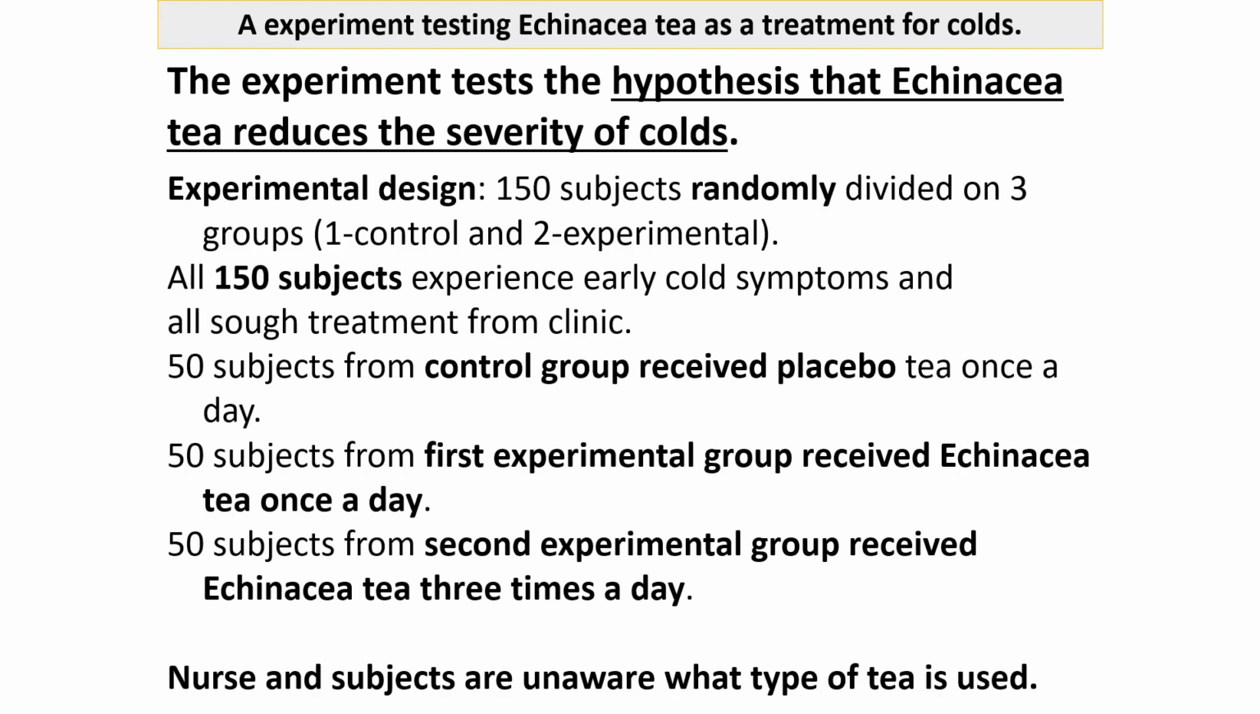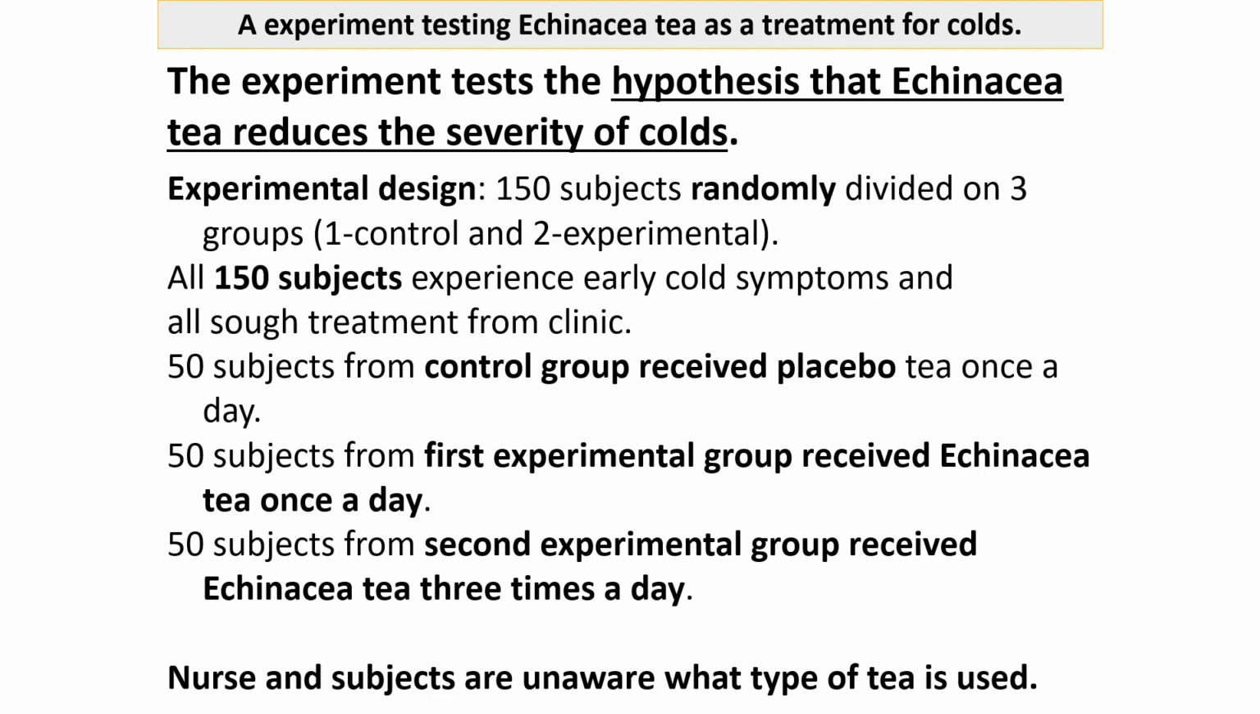50 subjects from the control group receive placebo tea, not our Echinacea tea, once a day. The other 50 subjects from the first experimental group will receive our Echinacea tea once a day. And 50 subjects from the second experimental group will receive Echinacea tea 3 times a day.